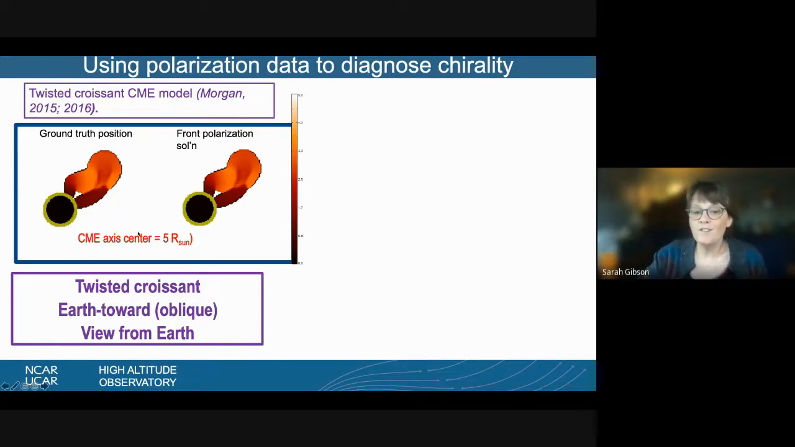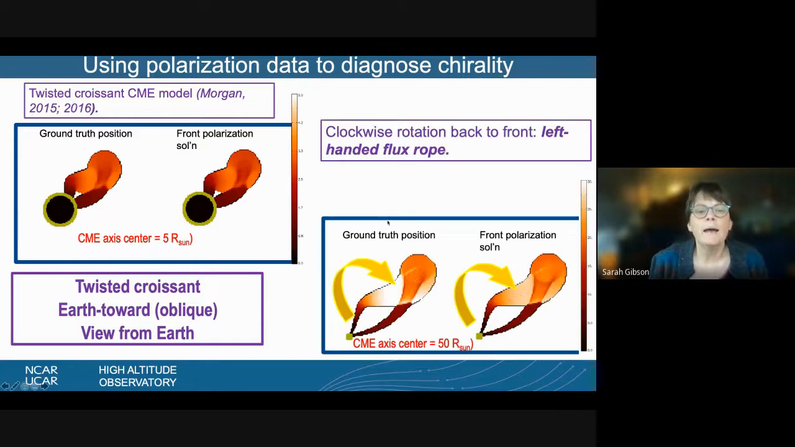So just as in the case of the trajectory, which became easier to deduce as the structure moved out into the heliosphere, as it moves out and expands, it becomes easier. And now it's clear that it's curving clockwise from back to front, or dark to light, both here in the ground truth and also in the solution obtained from the polarization ratio. And that means it's a left-handed flux rope, and that's captured by the forward modeling and the deduction of the polarization.